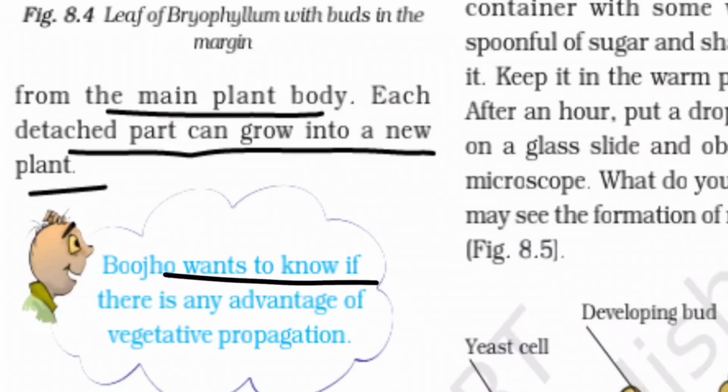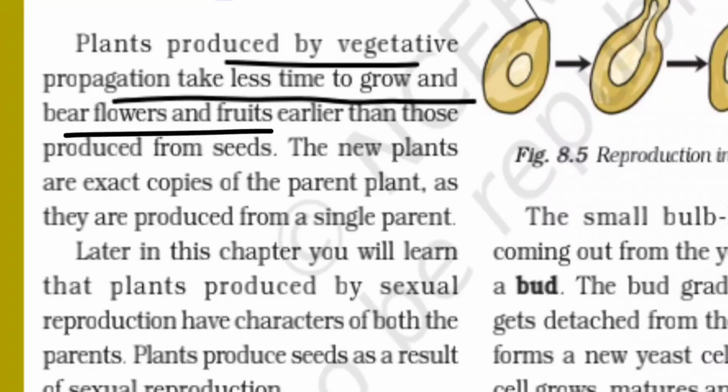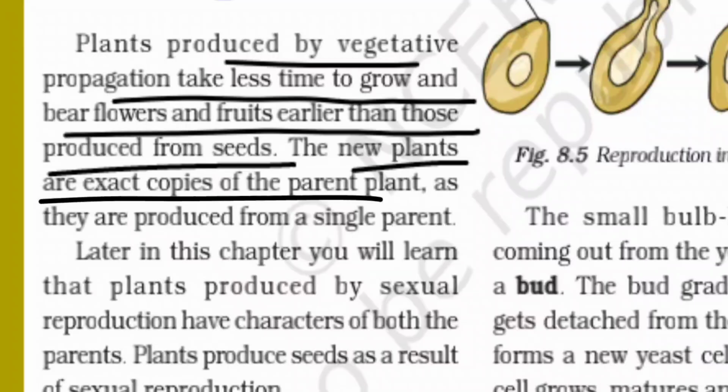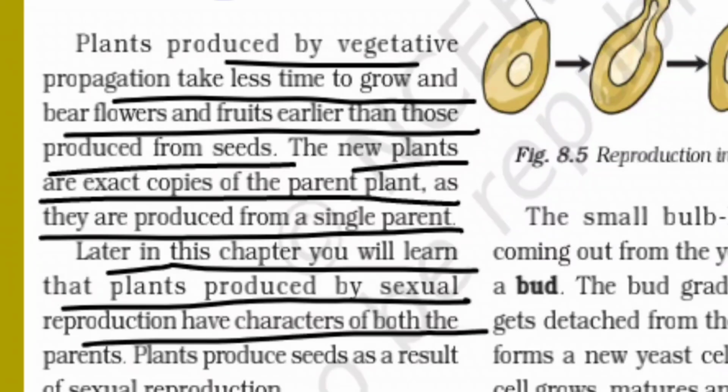Boojho wants to know if there is any advantage of vegetative propagation. Plants produced by vegetative propagation take less time to grow and bear flowers and fruits earlier than those grown from seeds. The new plants are exact copies of the parent plant as they reproduce from a single parent. Later in this chapter, you will learn that plants produced by sexual reproduction have characters of both the parents. Plants produce seeds as a result of sexual reproduction.